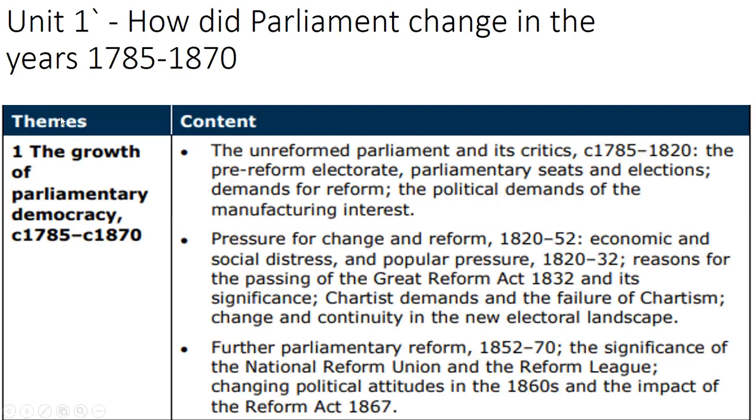So the first unit we look at in Year 12 is how parliamentary democracy grew in Britain 1785 to 1870. Basically what that means is, how did people's voting rights change in the year 1785 to 1870? How did democracy grow? How did it go from basically nobody voting to a more developed form of voting by 1867?